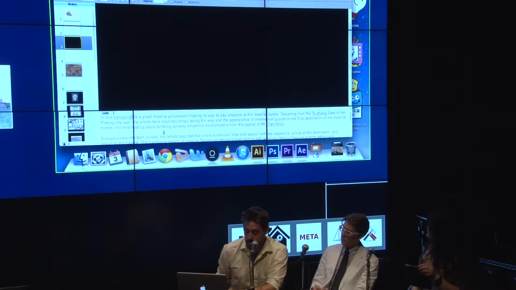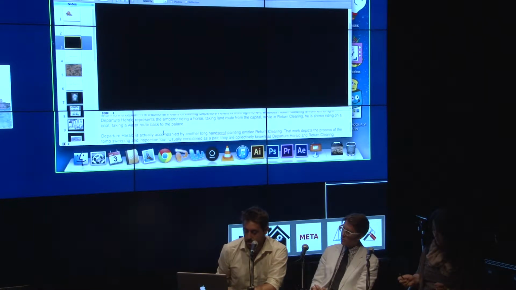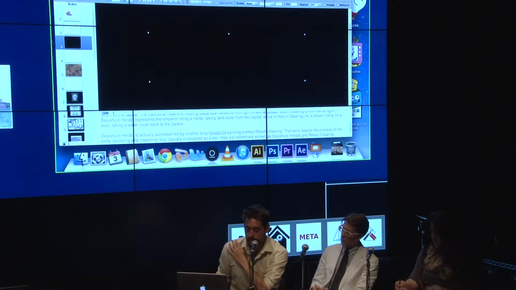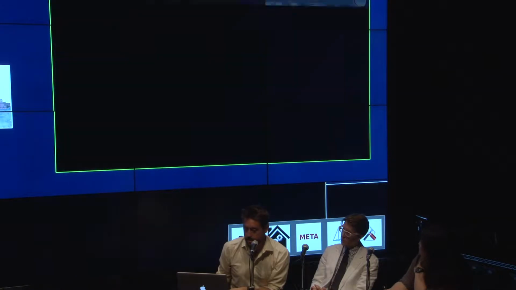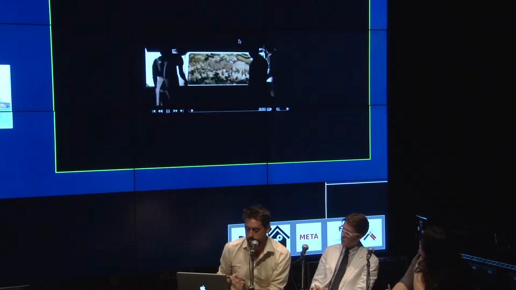let's see here, sorry. It's actually a two-part scroll. The first part is called Return Clearing, and the second part is Departure Herald. But it's a 33-foot scroll. I guess in total, it's over 60 feet. Here's a preview of it.